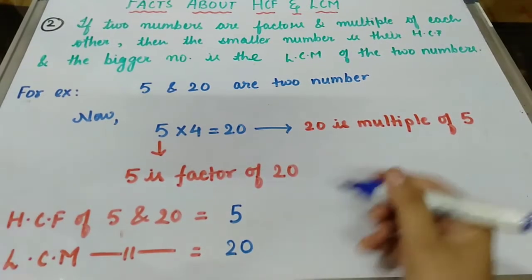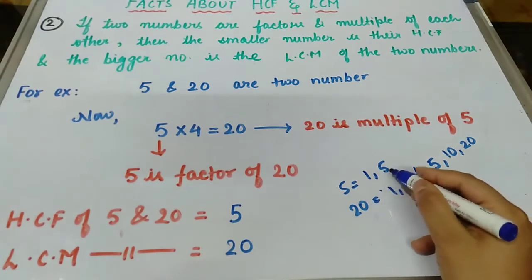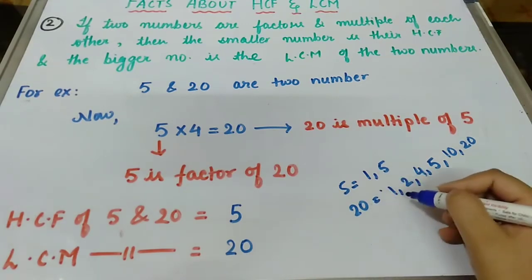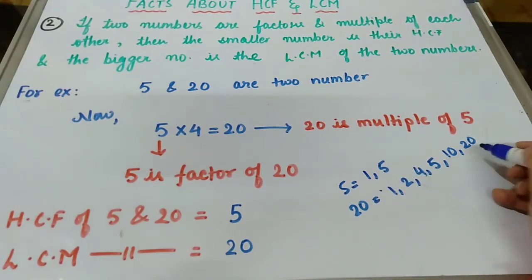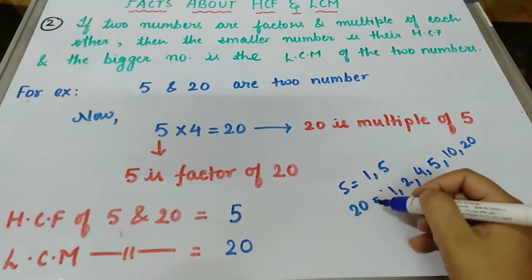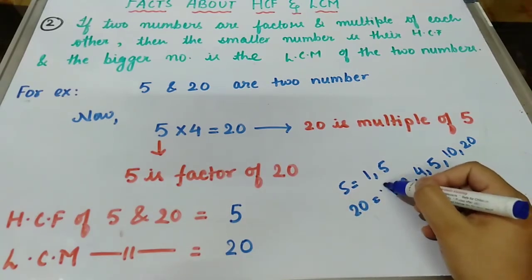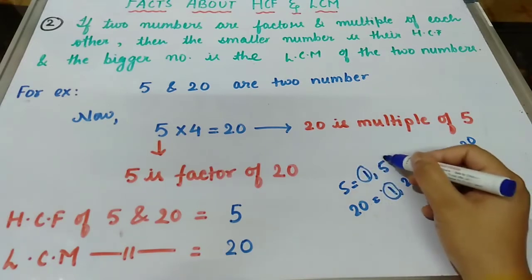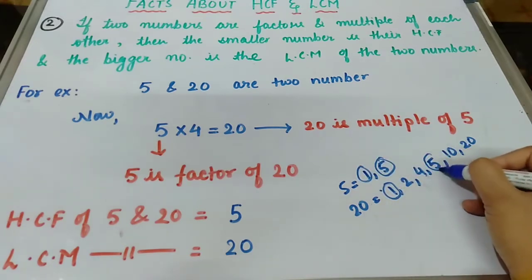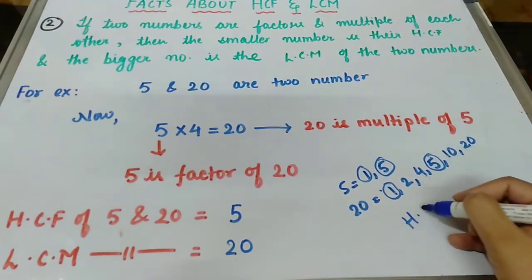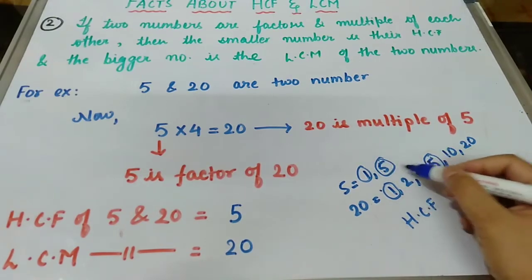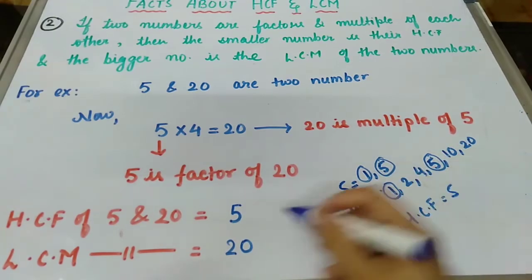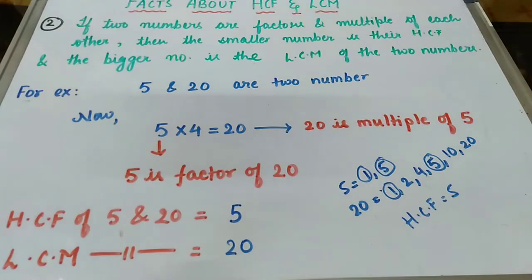Let us check over here. Factors of 5 are 1 and 5. Factors of 20 are 1, 2, 4, 5, 10 and 20. Now if I want to take the HCF, what are the common factors first? 1 is common, then the other common factor is 5. And HCF means highest common factor. So which is the greatest? 5. So HCF is 5. That means this fact is true for HCF.